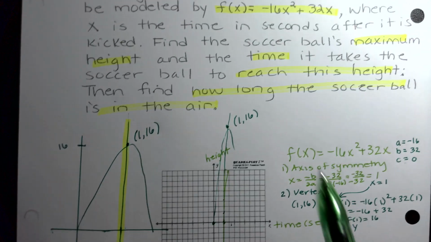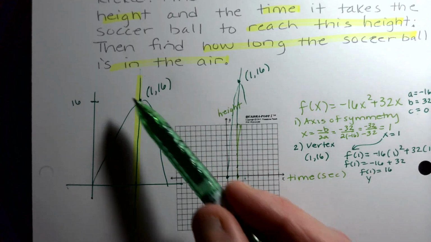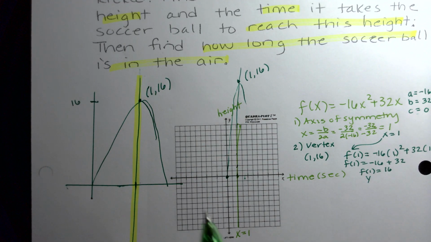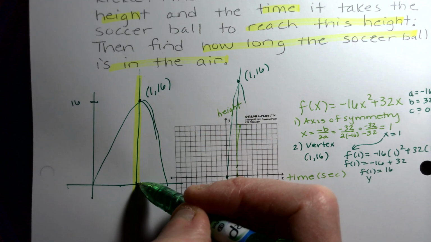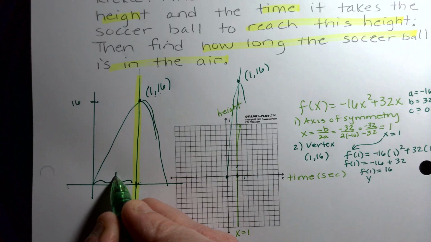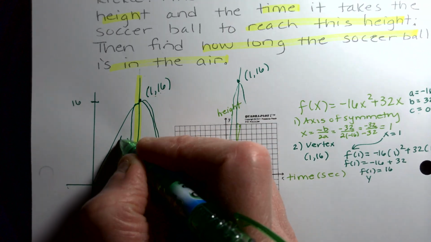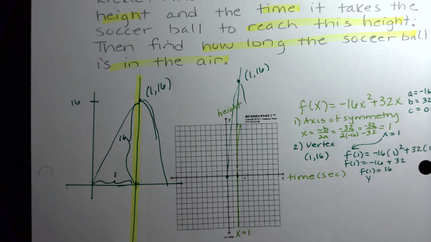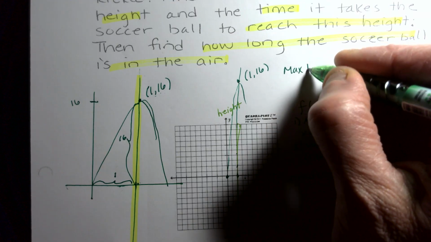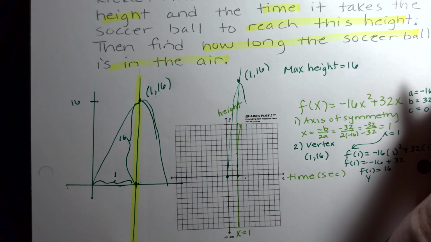Okay, let's find out what they asked. Find the soccer ball's maximum height. Okay, this is the maximum height, even though it doesn't look like it because my picture is terrible. How tall is it? Well, remember how you're getting 1, 16. You're going over 1 and you're going up 16. The maximum height is 16. What are we talking in here? Feet.